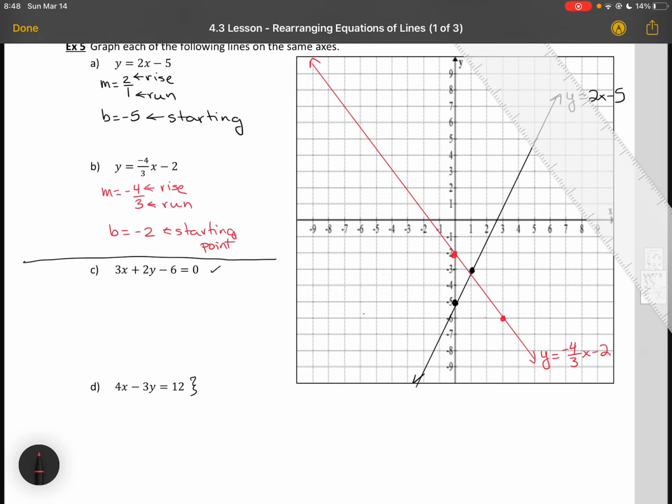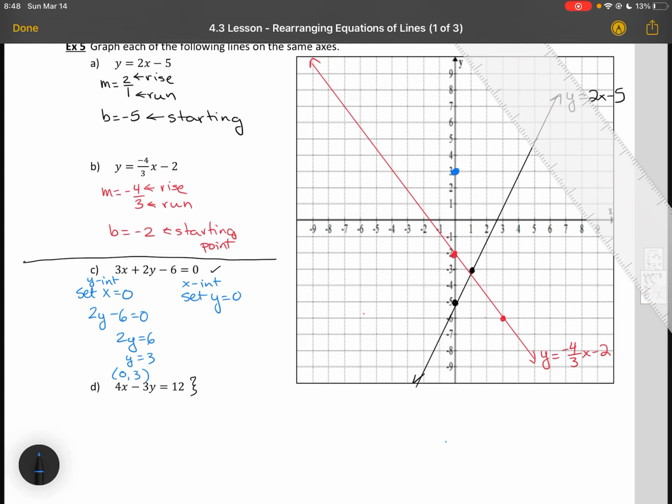Now the next two, one thing that we could do is rearrange them into slope y-intercept form. That works. However, I know that I only need 2 points, and I also know that I can find the x-intercept and the y-intercept really easily from this equation. So what I can do here is if I'm setting x equal to 0, I know that I'm left over with 2y minus 6 equals 0, which gives me the point 0, 3. I can plot that on the graph. That is a point on my line.